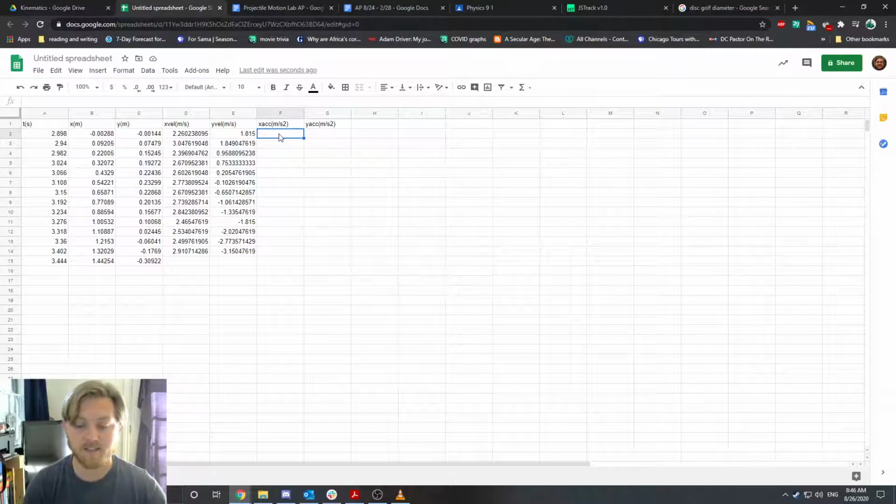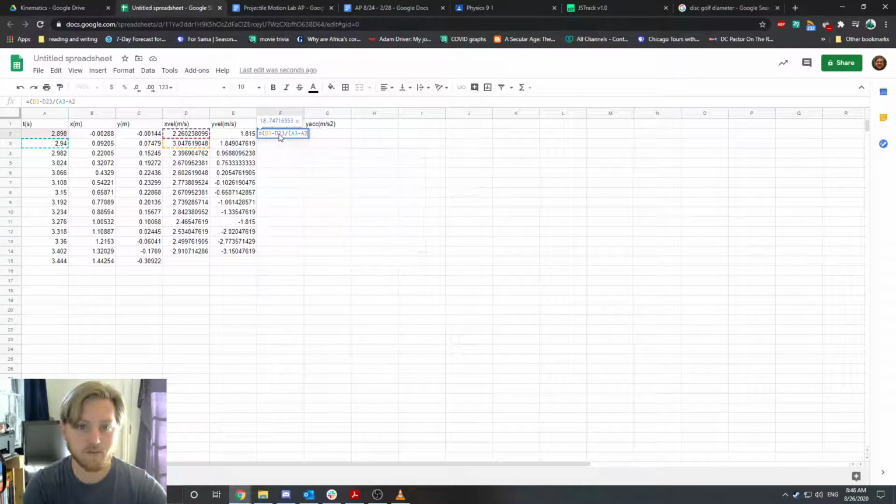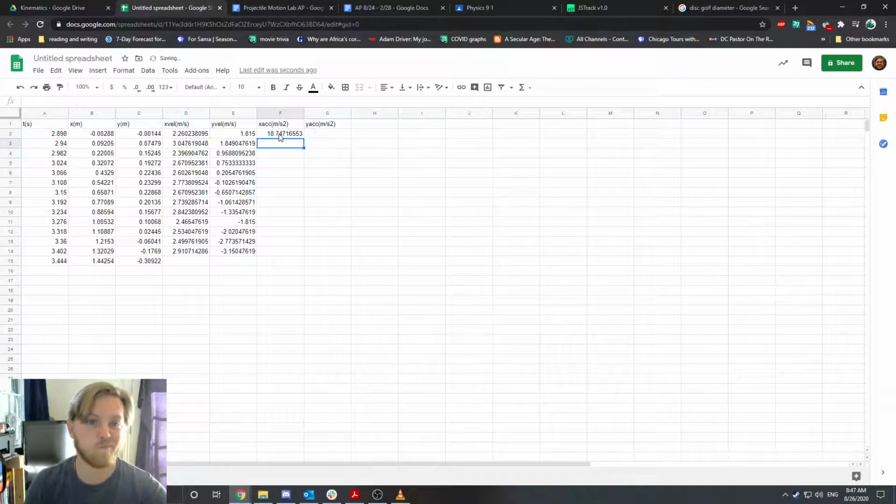If I want the X acceleration, I need the difference in the velocity over the change in time. So for the X acceleration, I want the box D3 minus D2, divided by A3 minus A2. Delta V over delta T. Pull this all the way down.